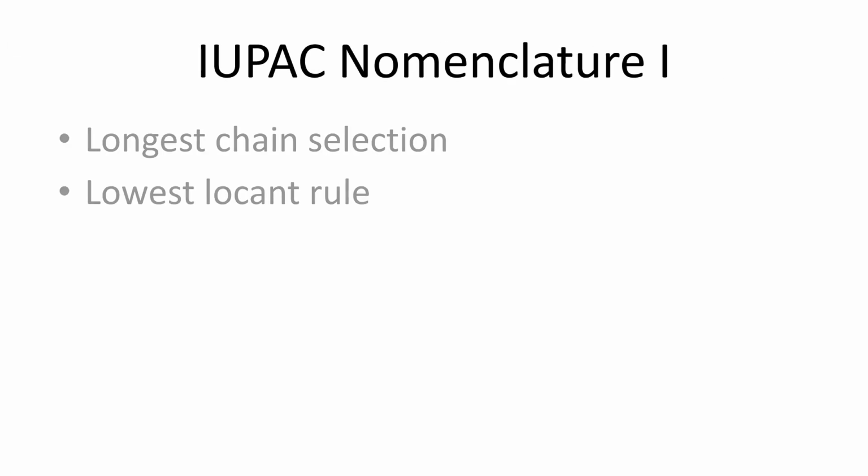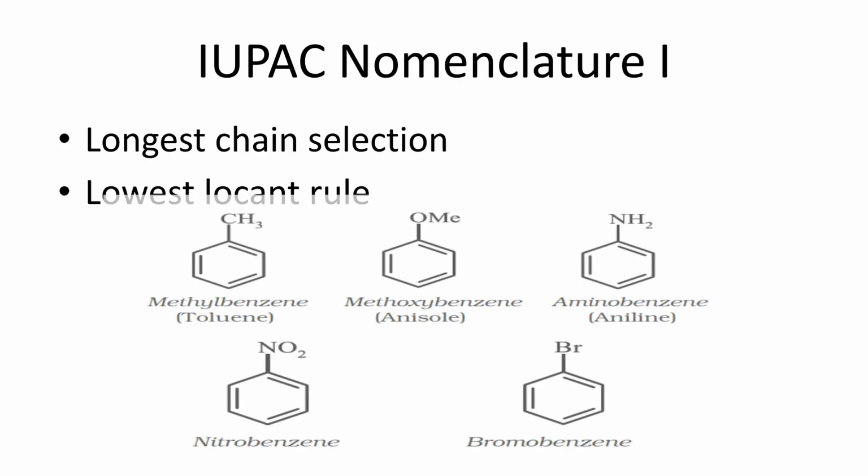When applying IUPAC nomenclature, the first steps are to identify the longest carbon chain and apply the lowest locant rule to ensure substituents are given the smallest possible numbers. These rules provide a standardized way to name compounds like toluene, anisole, and aniline.